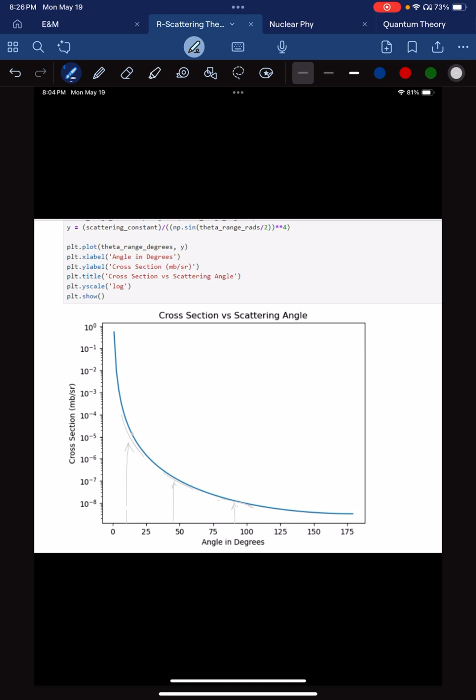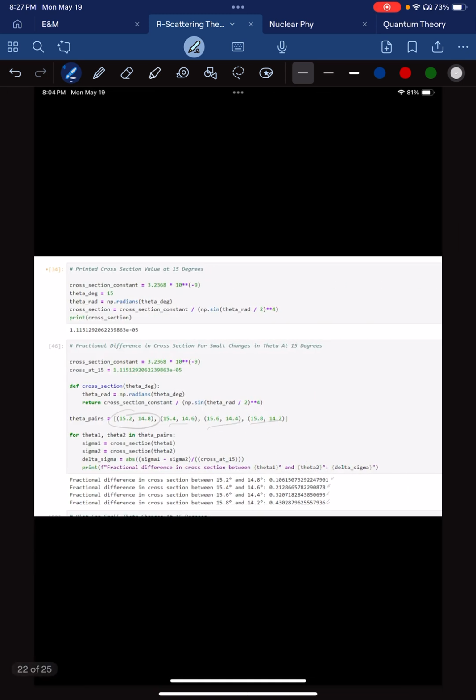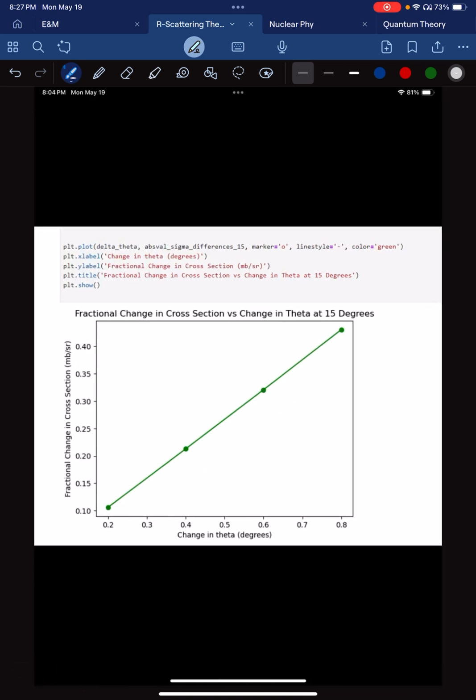We're starting at 15 degrees. We're going a little bit less, a little bit more, a little bit less, a little bit more, and just getting an average for that. So that was that, and again, I'll have some more insight on that tomorrow once I talk to him.